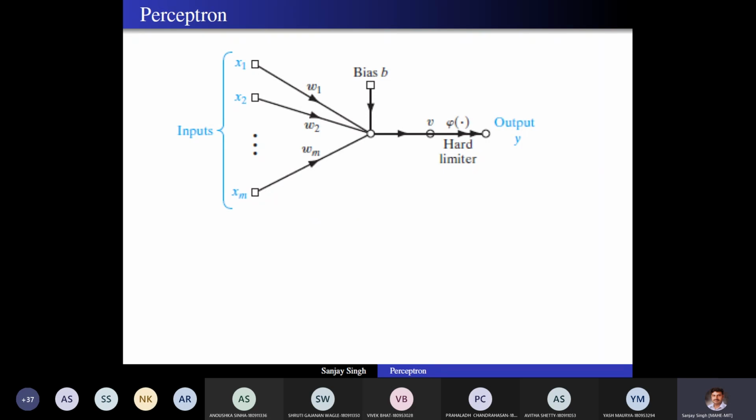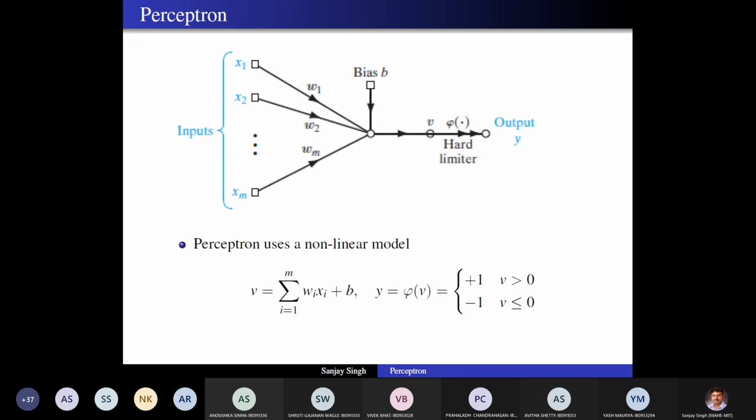So this is what it looks like diagrammatically. You have the input attributes and weights, and this is the bias. Here we have the activation potential, which is nothing but the linear combination of the inputs along with the bias. And this is the hard limiter. When I say hard limiter, between 0 and 1, the value will be 1 if the input is positive, and 0 when the input is negative. And this is the output.